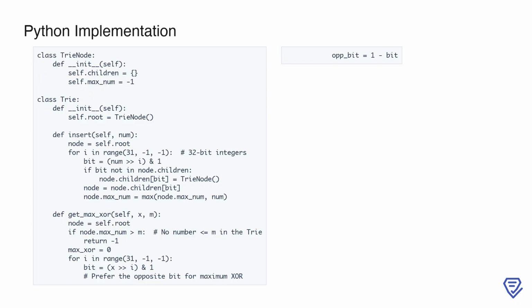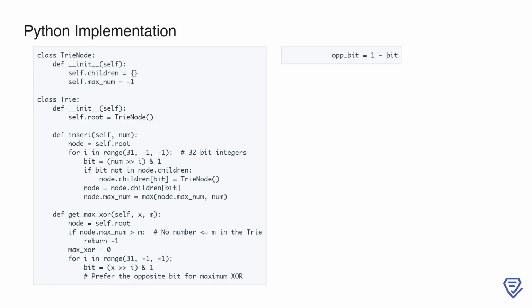Next, the insert method is defined to add a number into the tree. For each bit of the 32-bit integer, starting from the most significant bit, we determine the bit value, either 0 or 1. If the current bit doesn't exist as a child of the current node, we create a new TreeNode for it. We then move down to that bit's child node and update the max_number property to ensure it reflects the maximum number seen along that path.